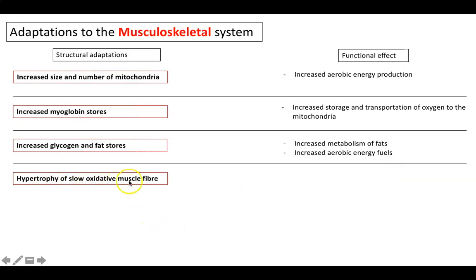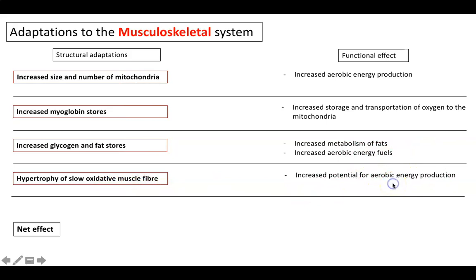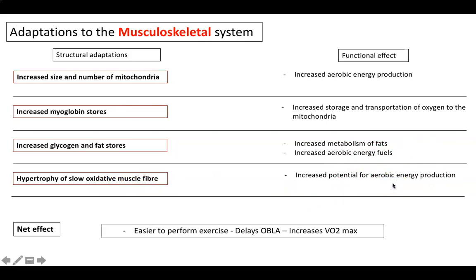Hypertrophy of slow oxidative muscle fibers. This means you're getting an increased potential for aerobic energy production, because remember, slow oxidative muscle fibers have a high capillary density. They have high mitochondrial count, high myoglobin stores. Therefore, you get hypertrophy of slow oxidative muscle fibers. We're just going to get an increased potential for aerobic energy production. The net effect of this: easier to perform exercise, delay OBLA, and increase in VO2 max.